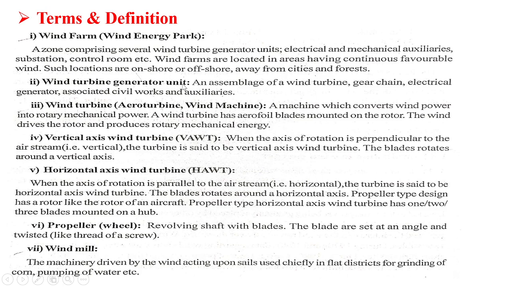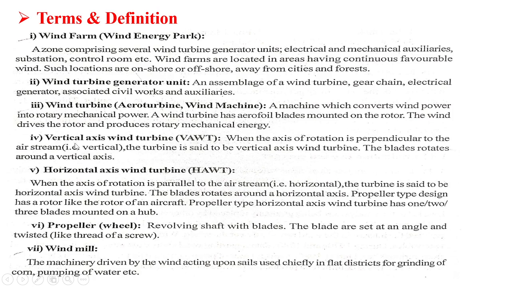Wind turbine generator unit: an assembly of a wind turbine, gear chain, electrical generator, associated civil works and auxiliaries. Wind turbine, aeroturbine, wind machine: a machine which converts wind power into rotary mechanical power. A wind turbine has aerofoil blades mounted on the rotor. The wind drives the rotor and produces rotary mechanical energy.